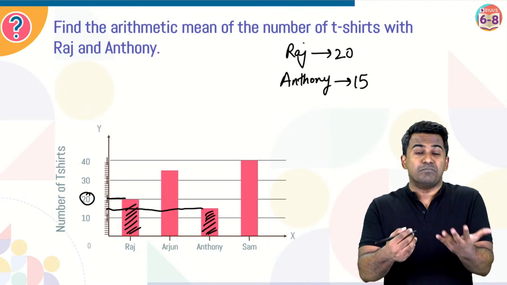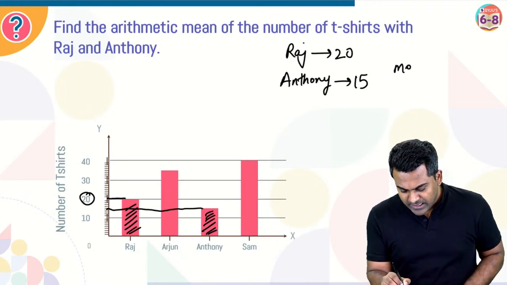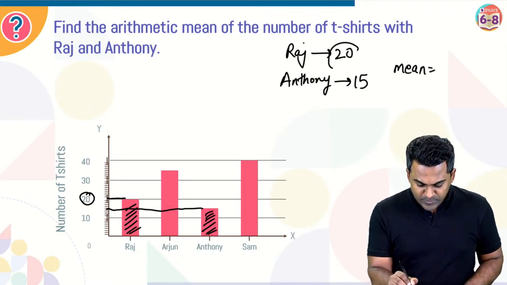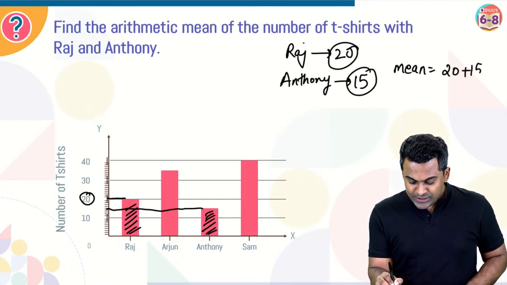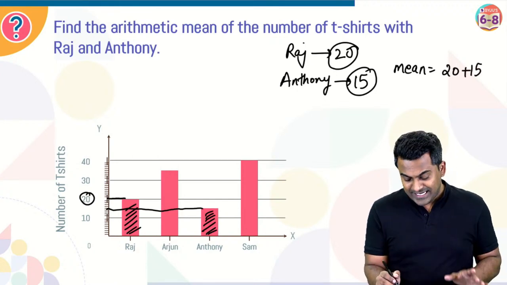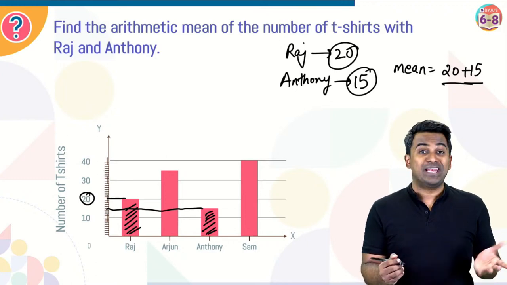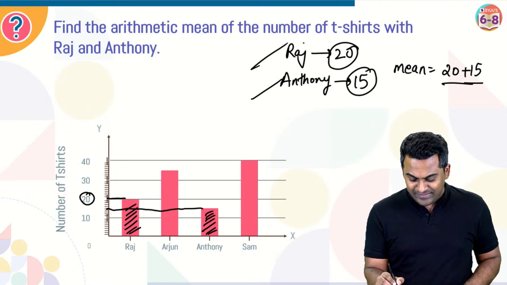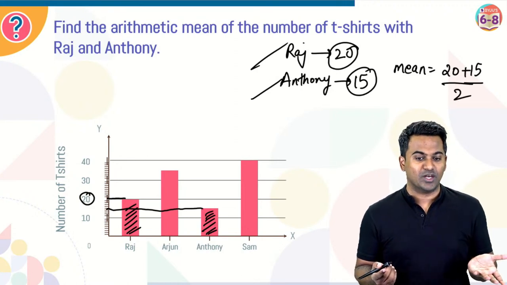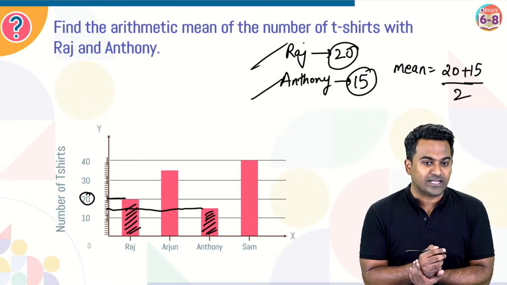The arithmetic mean. How do we figure out the mean? Mean is what? These are the observations that I have. I have 20, I have 15. So sum of all observations divided by total number of observations. How many observations do I have? I have only two. One for Raj, one for Anthony. So divide that by 2. That's all. Well done. 17.5 is the correct answer.